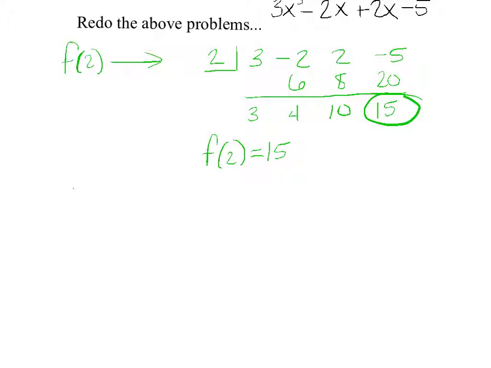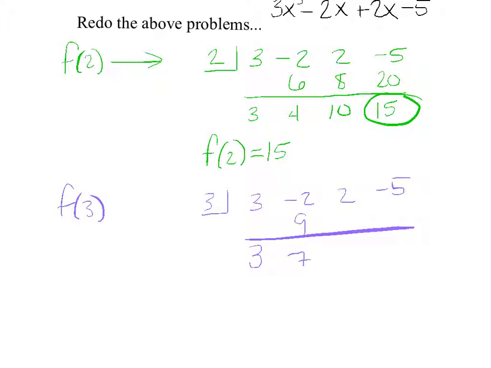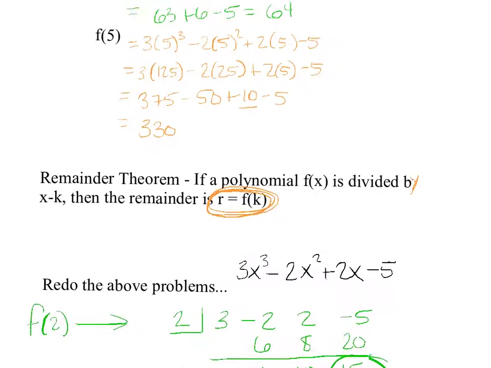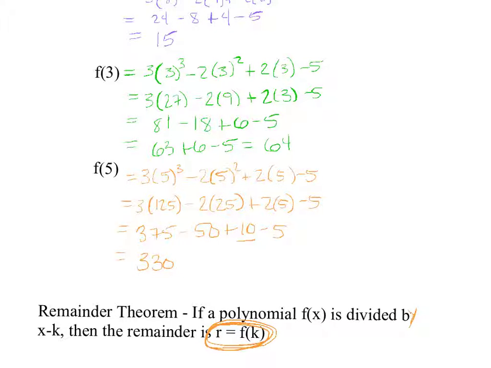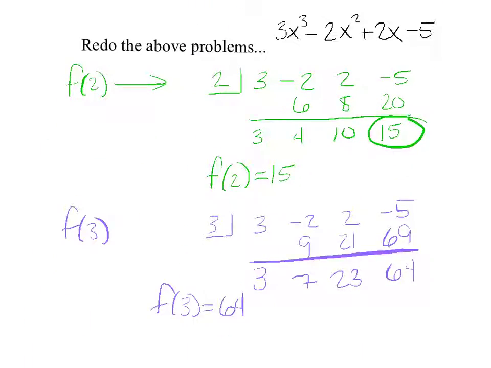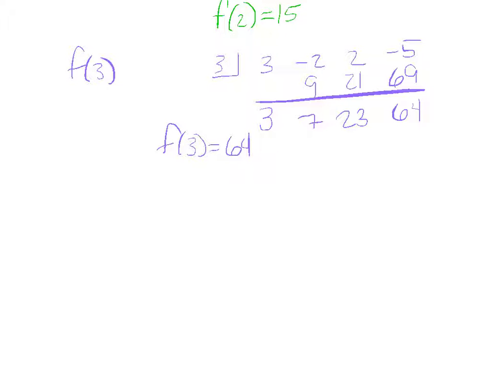All right, so for f of 3, this time I'm going to put 3 in the box, use the same polynomial we had, do our math. And so I'm saying f of 3 equals 64, and I have a bad memory, so let's go back and see if I'm right. f of 3 equals 64. Let's try f of 5. We should get 330. So f of 5.